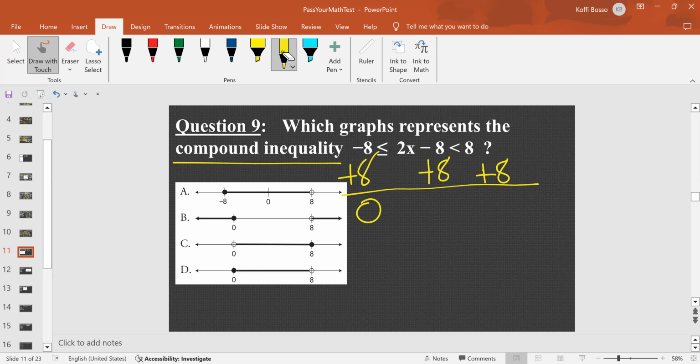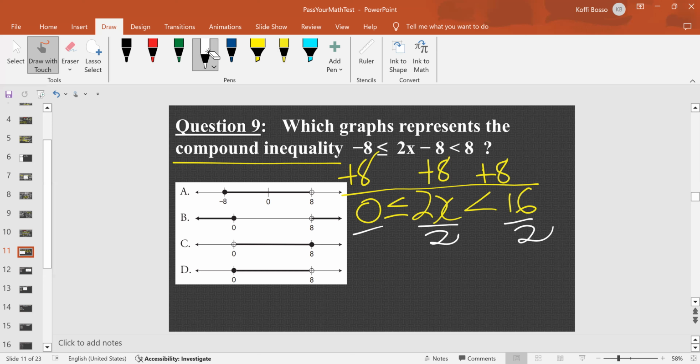Therefore, we're going to have 0 is less than or equal to 2x is less than 16. Okay, so this time we don't have 2x minus 8. We only have 2x because we get rid of the negative 8. Now, to get x alone, which is the goal, we're going to divide this by 2. Therefore, we do the same thing to the other side.